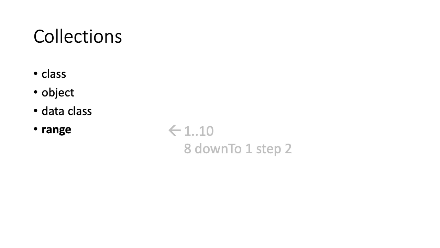Kotlin has ranges to specify collections. So you can use a range expression to create a collection. The double dot is a way of specifying increasing order ranges. Kotlin also has syntax for decreasing order ranges as well as for custom step sizes.